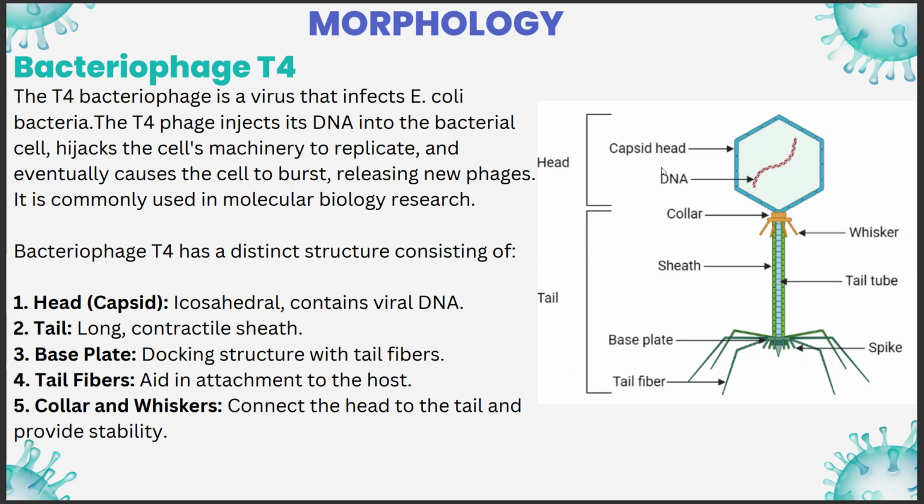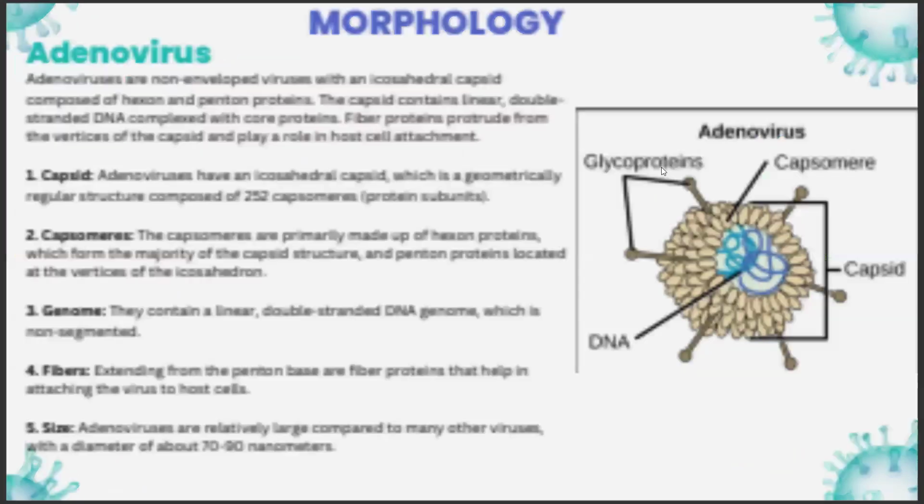Bacteriophage T4 has a distinct structure consisting of head, tail, base plate, tail fibers, collar, and whiskers. Head, that is the capsid head, which is icosahedral, contains viral DNA. Tail, which is long and contractile in shape. Base plate, which is a docking structure with tail fibers. Tail fibers aid in attachment to the host. Collar and whiskers connect the head to the tail and provide stability.